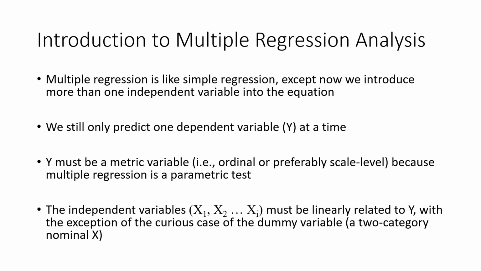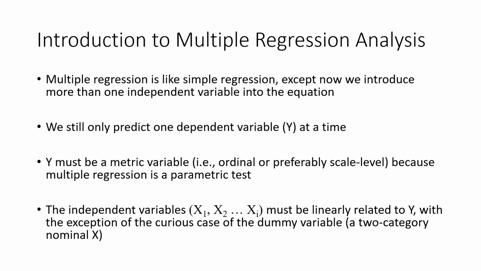The independent variables in your multiple regression analysis, I'm talking x1, x2, all the way up to xi, depending on how many variables you include in your equation, must be linearly related to y. That is to say that there must be a linear relationship between each predictor and the dependent variable.